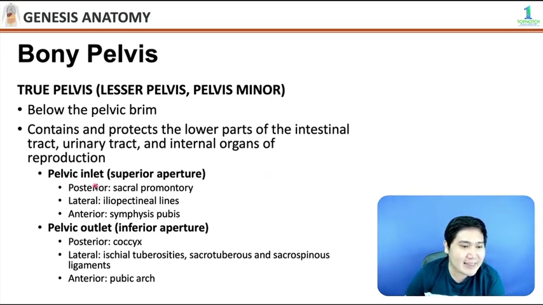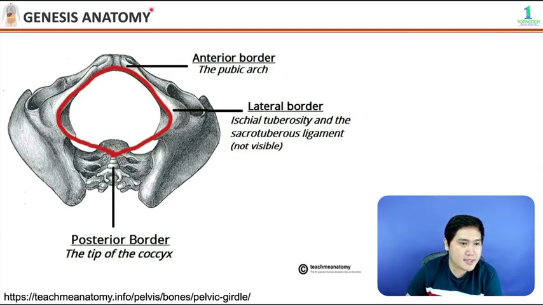Your pelvic inlet, okay, if you look at it, it is similar to your pelvic brim, no? Same structures as your pelvic brim. While your pelvic outlet, okay, consists of the coccyx, the ischial tuberosities, sacrotuberous, sacrospinous ligaments, and the pubic arch. Okay? So this is the outlet na lang, no? Coccyx, the ischial tuberosities, and its associated ligaments, and your pubic arch.